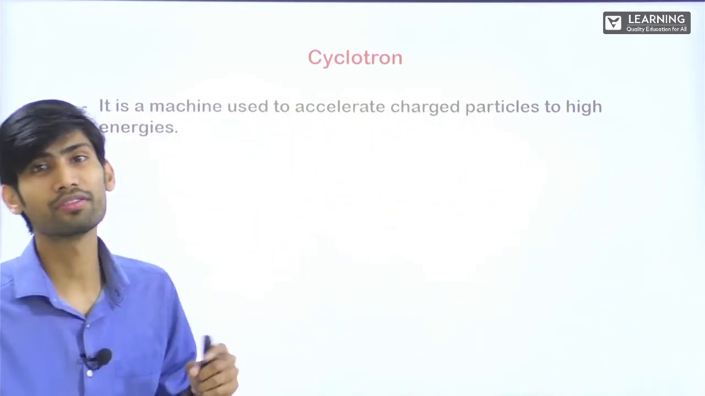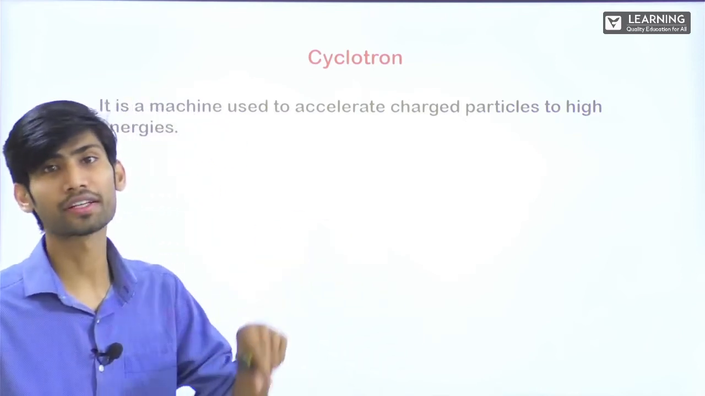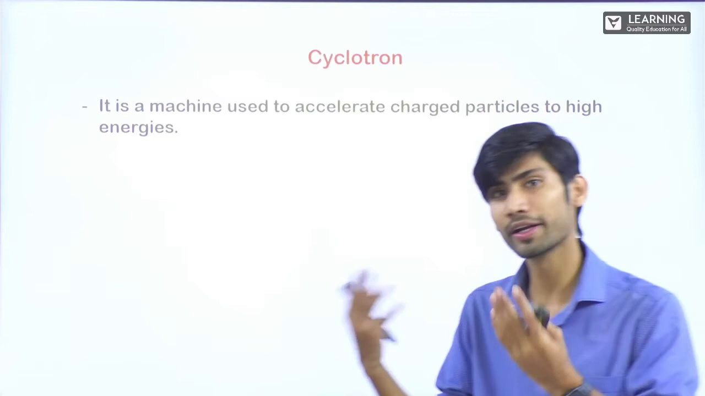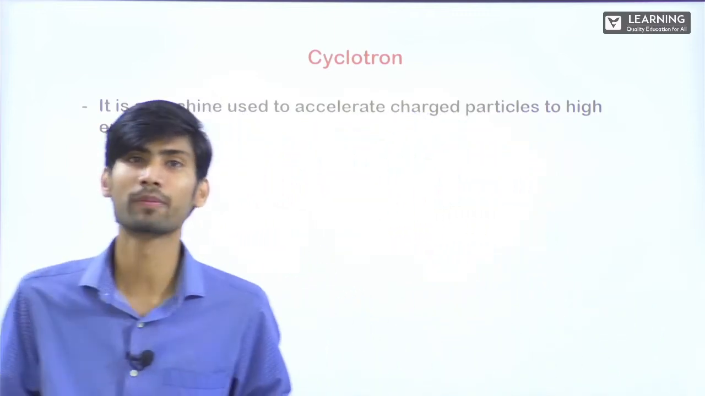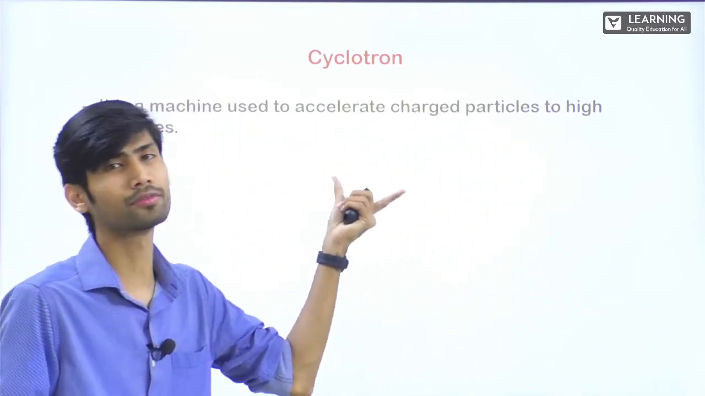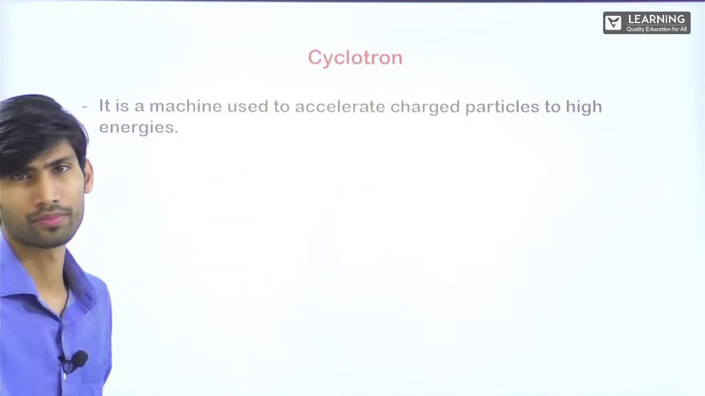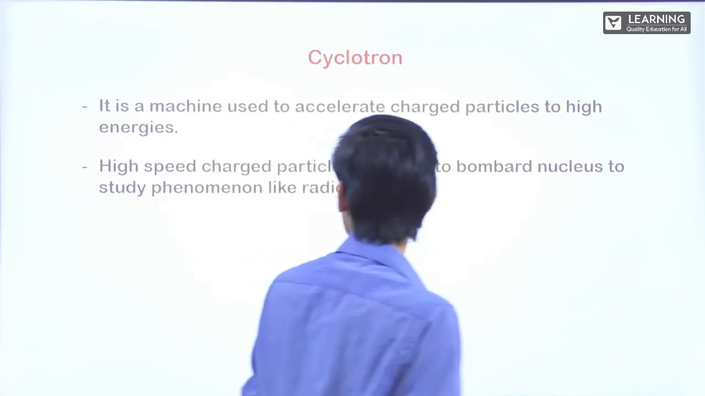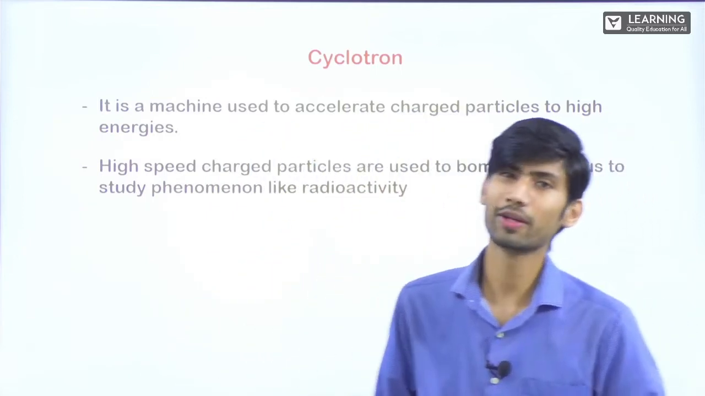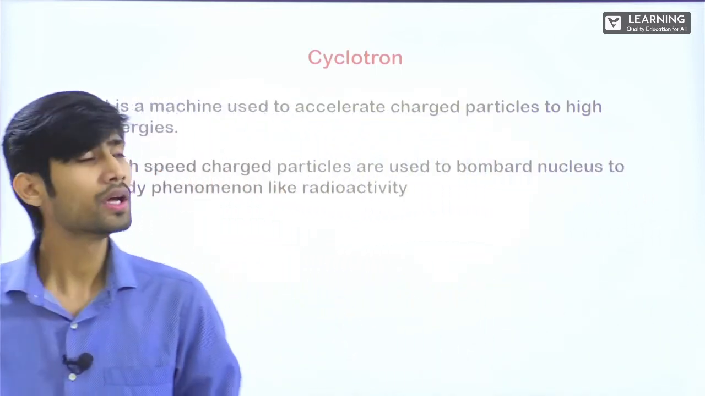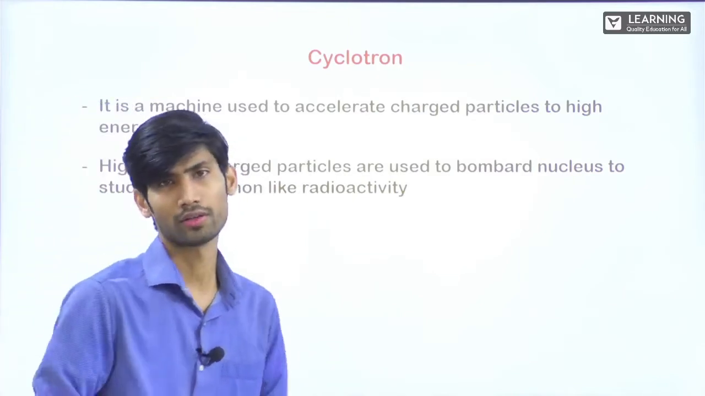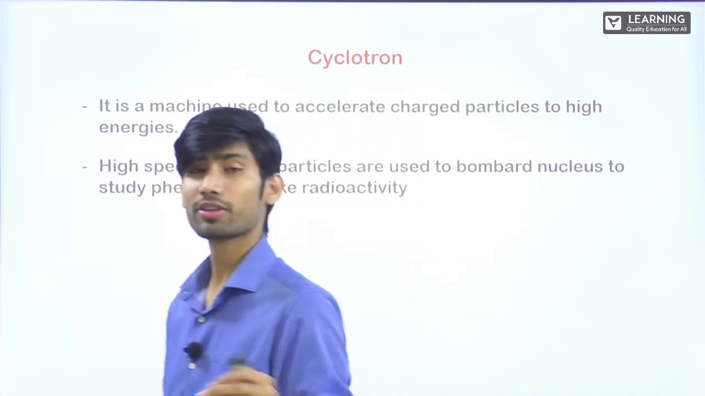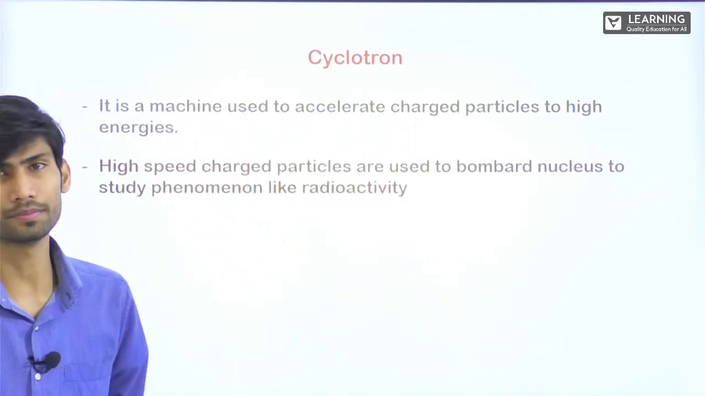Now, why do we need to accelerate any charge? That you will understand when we study nuclear reactions, right? Any charge is bombarded with the nucleus for radioactivity, for nuclear reaction to happen. So that's when we need charges with very high energy. So high-speed charged particles are used to bombard nucleus to study phenomena like radioactivity. All right. Now the question is how to get charged particles with a very high speed. How do we get that?